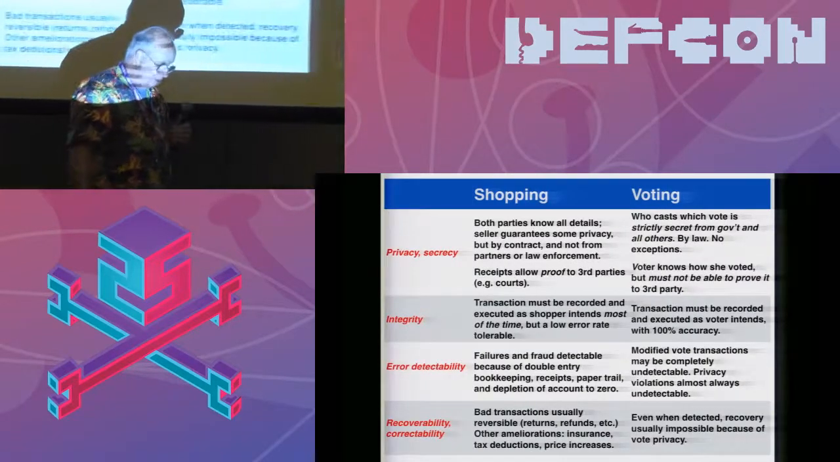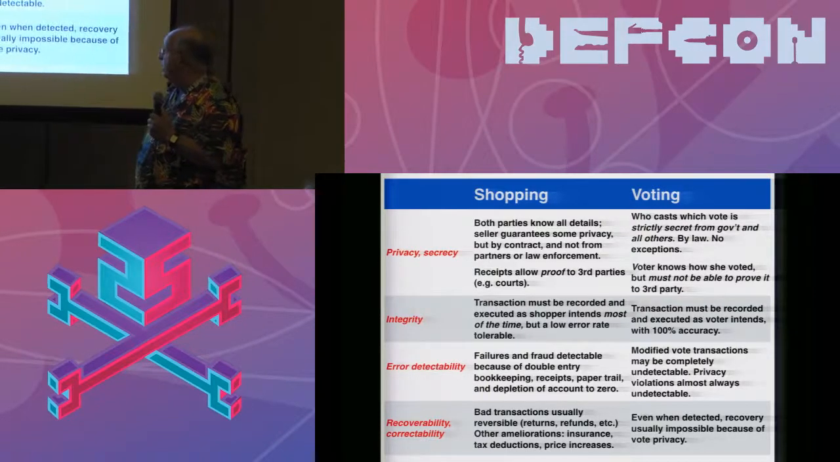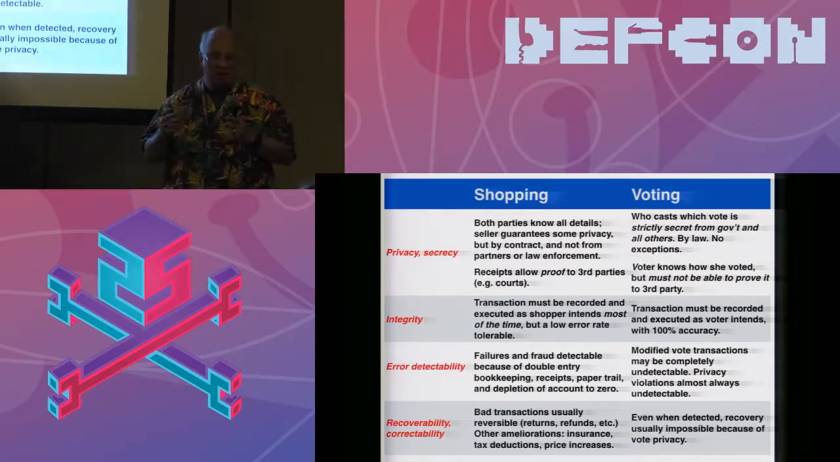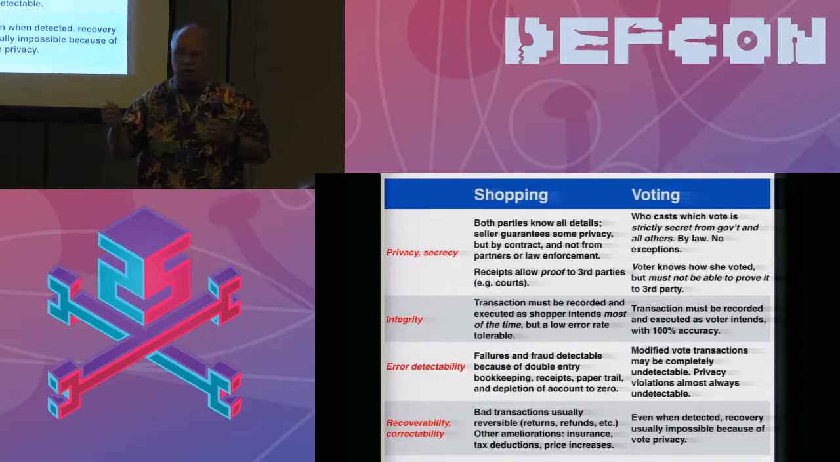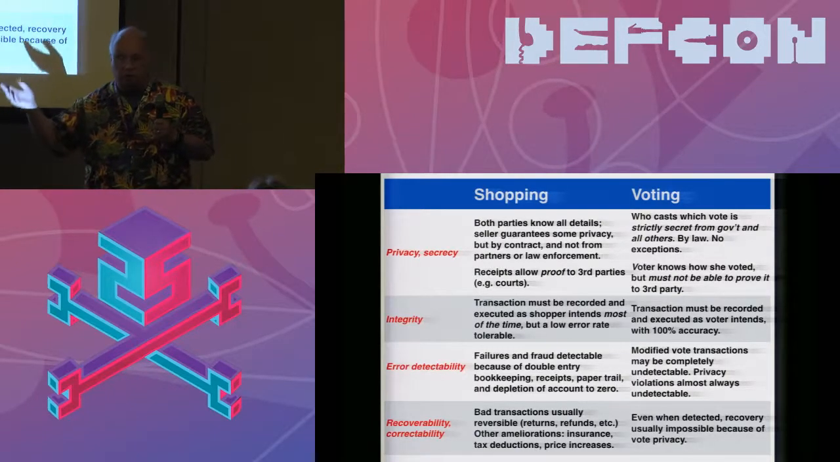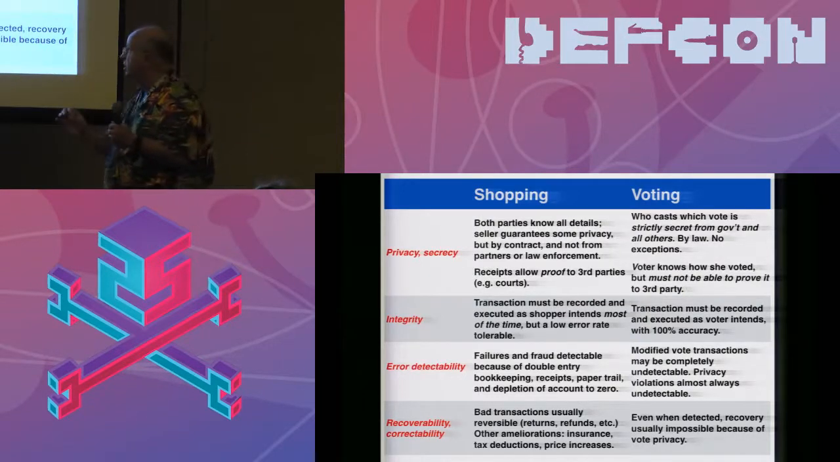Additional distinctions between shopping and voting. Privacy. The privacy rules for shopping are that both parties, the buyer and the seller, know everything about all parts of the transaction. They know what you're buying, how much it costs, how to return it, or what happens if the transaction somehow goes bad. And you actually do get a receipt in some sense for the transaction, which you can show to a third party and you can prove to a court, for example, if the transaction goes bad, that you have the details and you have the proof of it.